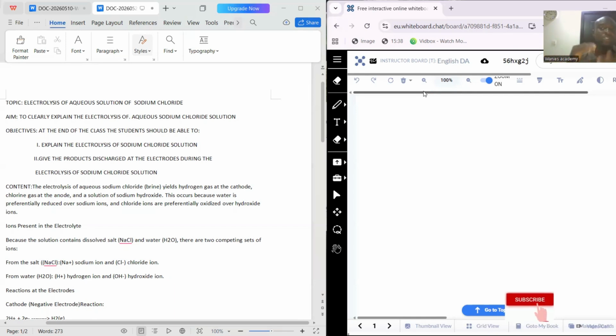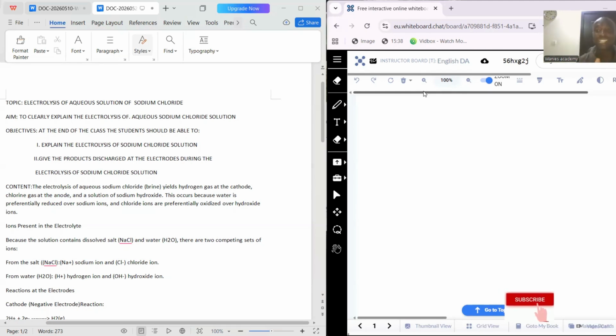Now, this occurs because hydrogen gas is preferentially discharged over sodium ion at the cathode, while chloride ion, or chlorine gas, is preferentially discharged over the hydroxide ion at the anode. So these are important things to note in these explanations.